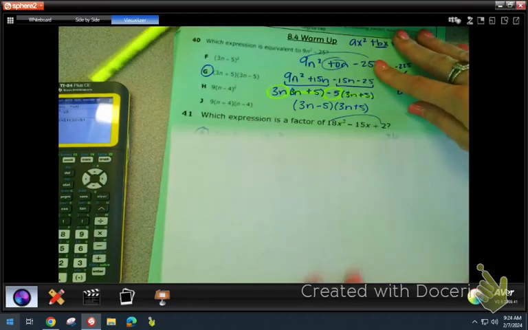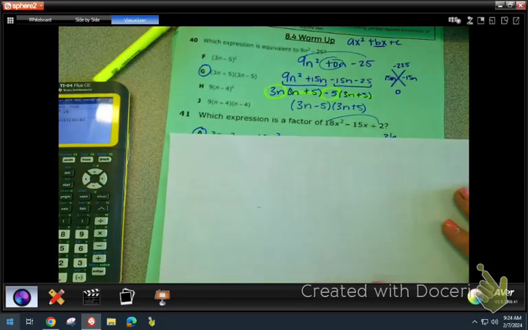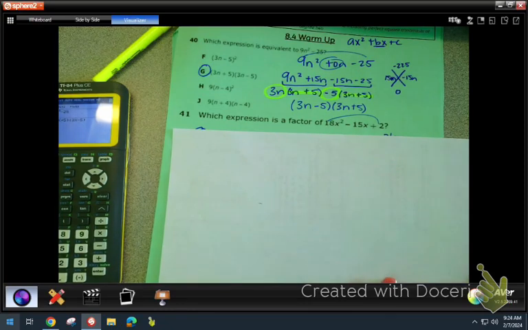All right, this next one, again, I already worked these out, but this one says which expression is a factor. Okay, this one, you're not able to just use your answer choices and work. You actually have to go factor it, and you will have one like this on your test. So you do the number puzzle again.